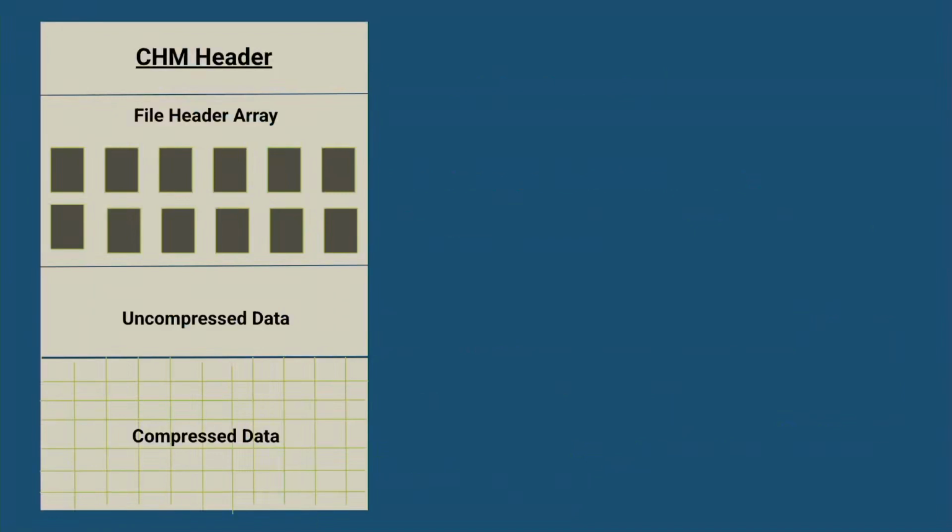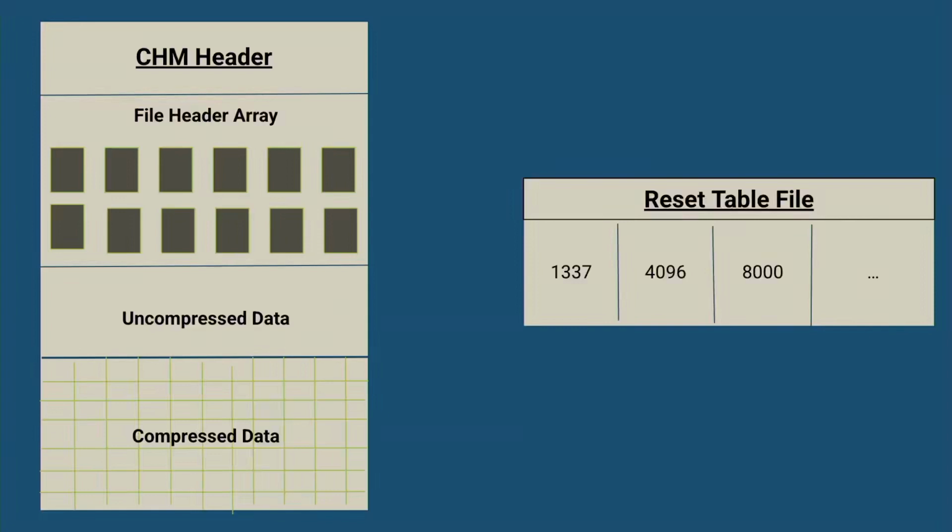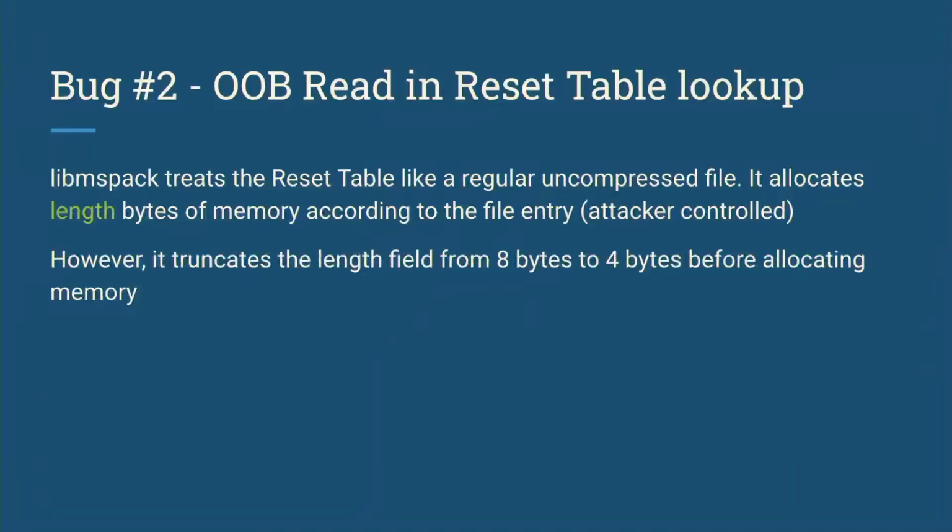So let's go back to our little visualization here. When a compressed file is encountered, we read the reset table file, and then we read the corresponding file header, and then let's say the offset was 0, which means we use index 0 to look up into the array, and then finally we seek to the real offset within the file. So libmspack treats the reset table file like a regular uncompressed file, which means it will allocate length bytes of memory according to the file entry, and then try to read the file into this buffer. However, it truncates the length field from 8 bytes to 4 bytes before it does this.